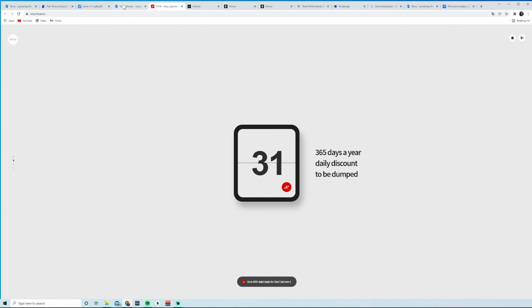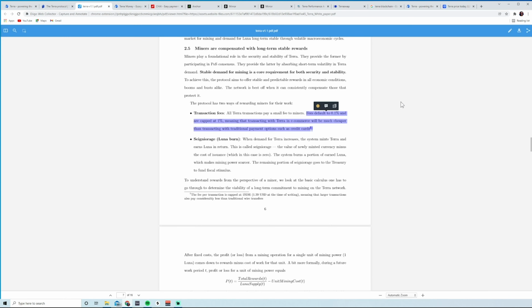Daily discounts. Not exactly sure what discount they're talking about, but I can show you one benefit of a possible discount they could be referring to, and definitely have been applying. So you can see the fees on Terra Luna are 0.1% by default, capped at 1%, and this is way less than traditional e-commerce payment gateways, which charge around 2 to 3%. So you're already shaving off discounts of 1 to 2% just from the transaction fees alone.